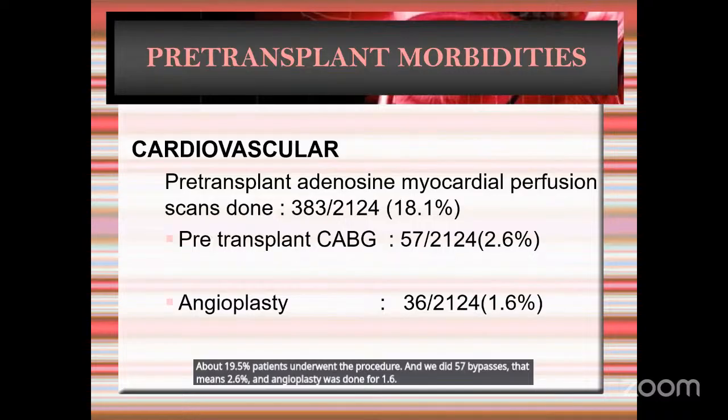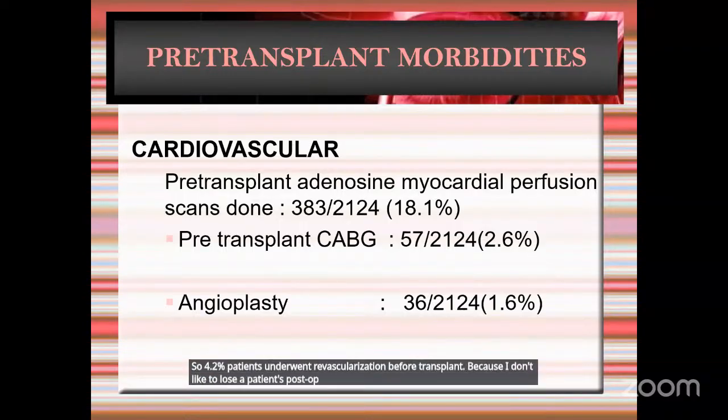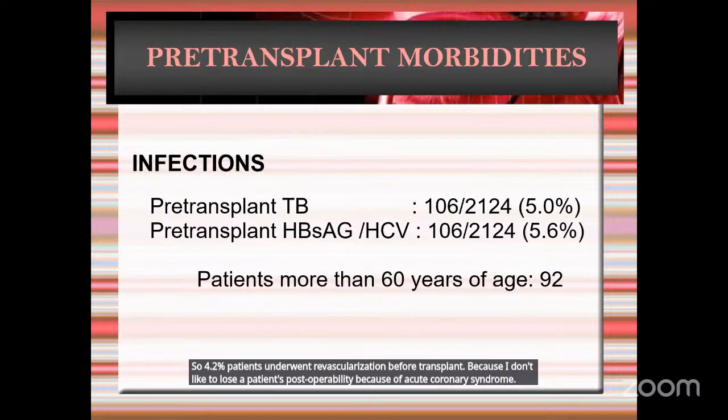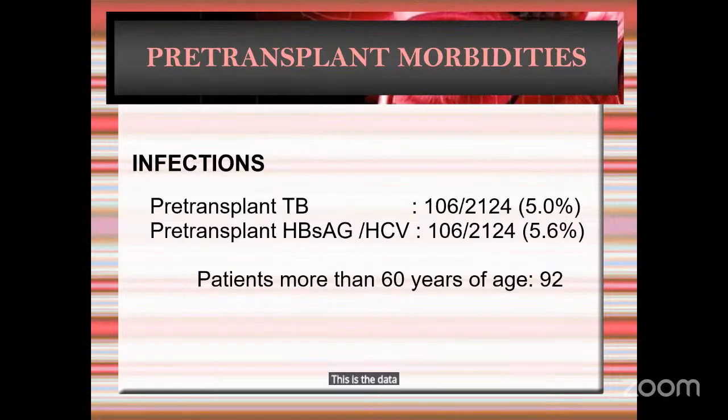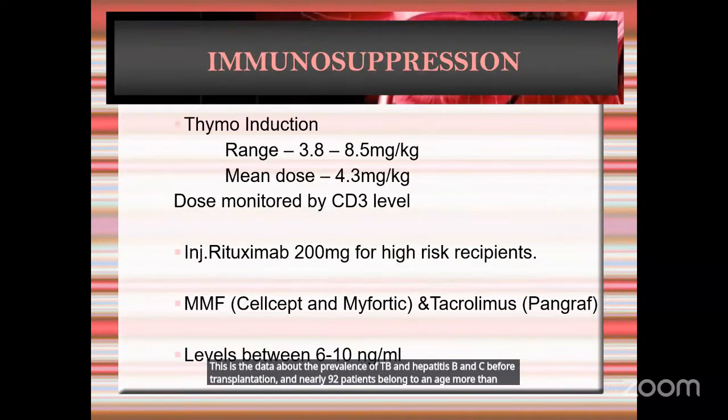So 4.2% of patients underwent revascularization before transplant, because I don't like to lose patients post-operatively because of acute coronary syndrome. This is the data about the prevalence of TB and hepatitis B and C before transplantation, and nearly 92 patients belong to an age of more than 60 years.